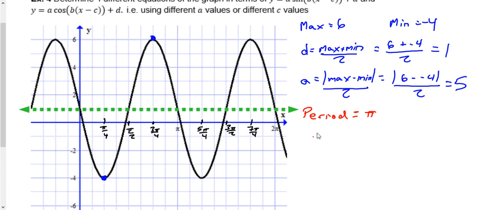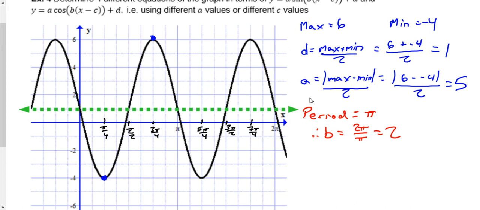So therefore, our b value is equal to 2 pi divided by pi, which is just 2. So that means you should see 2 full cycles between 0 and 2 pi. Well, do we see 2 full cycles? If I start at 0, that's a 1 right there, and that makes 2. So we definitely have 2 full rotations or 2 full cycles there.